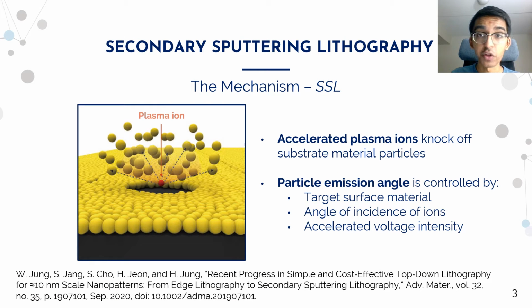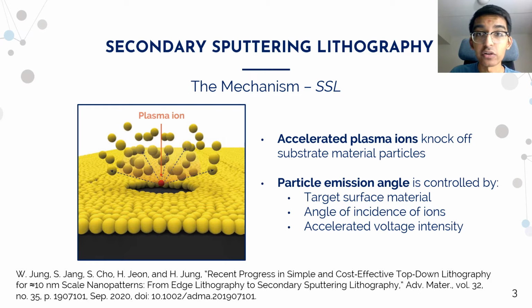Secondary sputtering lithography is based on the concept of secondary sputtering, where plasma ions, such as argon ions, are accelerated towards the surface of a substrate. The physical impact of the ions causes particles on the substrate surface to essentially be torn off of the surface. The particles are then emitted at various angles with a wide angular distribution.